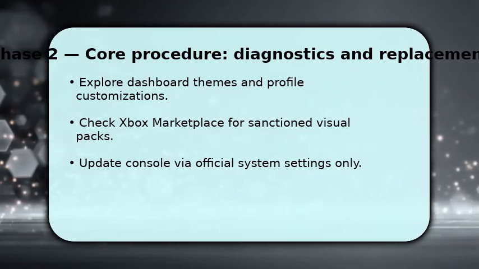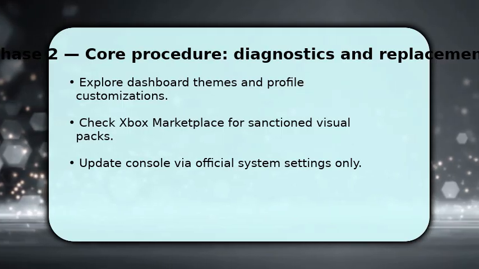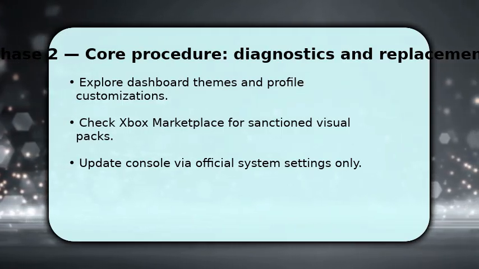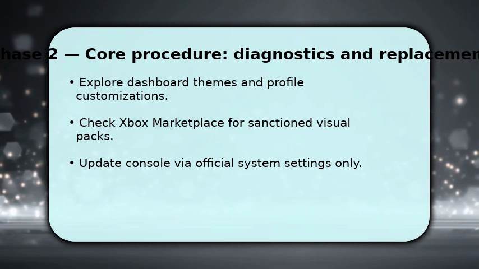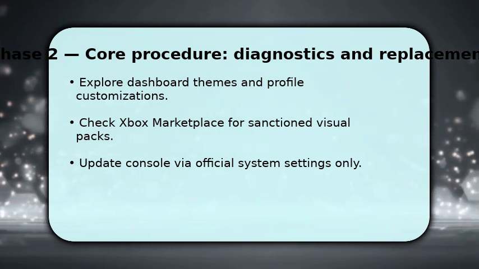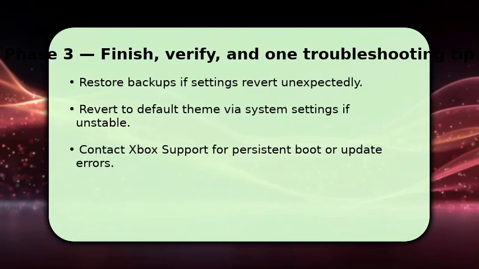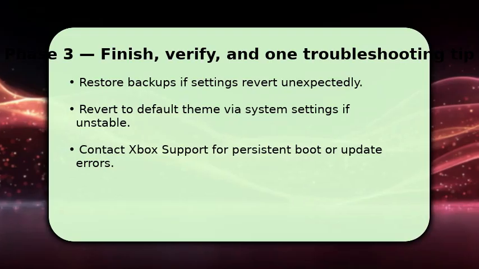Once you locate an approved visual pack, install through the console's system settings and allow official updates to complete. This avoids flashing or NAND edits, and it preserves online access and achievements, so you keep your console functional and supportable. Finally, confirm the new visuals load consistently after a restart.